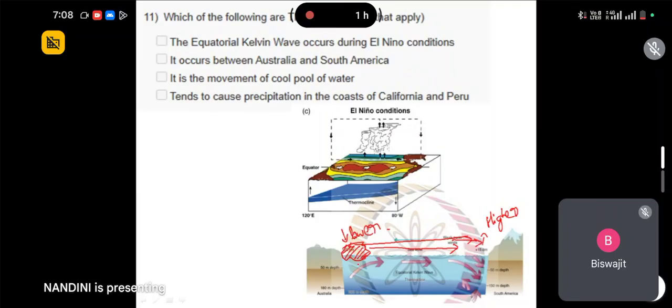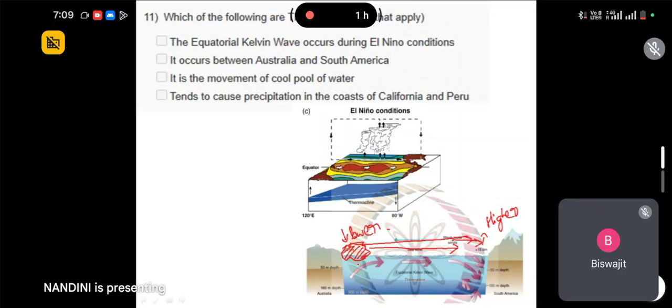This flow reversal happens from west to east, and it takes almost 4 months for the warm pool of water to travel to the coast of America. This flow back, from west to east, is basically known as the equatorial Kelvin wave.